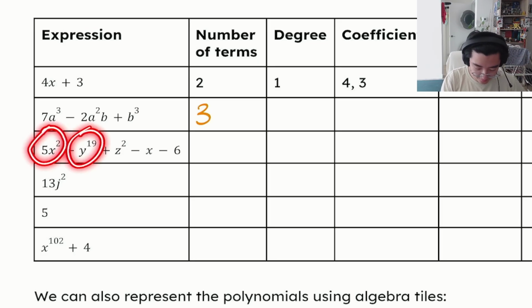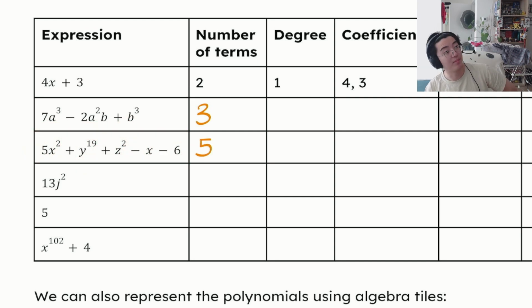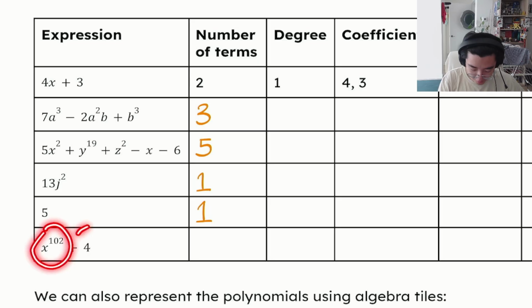Right here, we got 5 terms. You can tell the terms because they're separated by a plus or a minus. Right here, we just have 1 term. Also 1 term here. And then right here, we got 2 clumps, 2 terms.